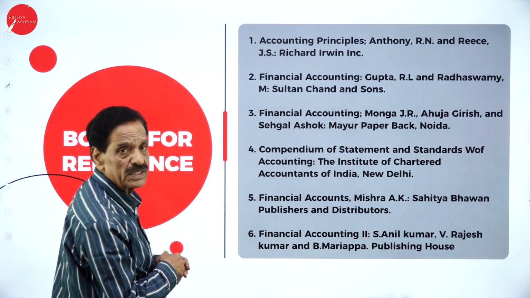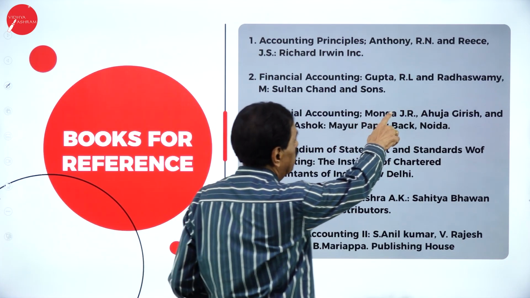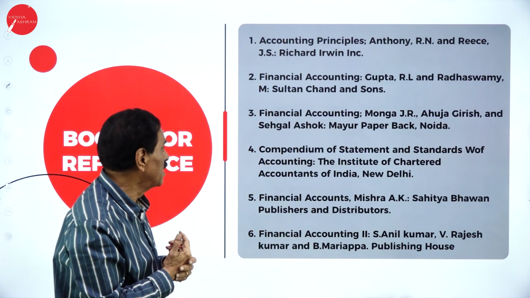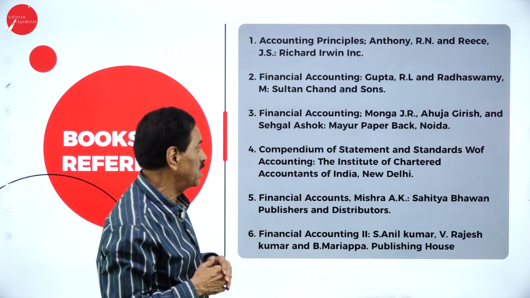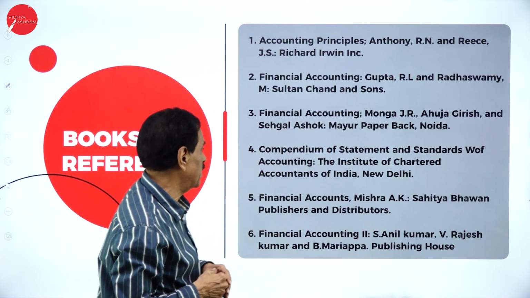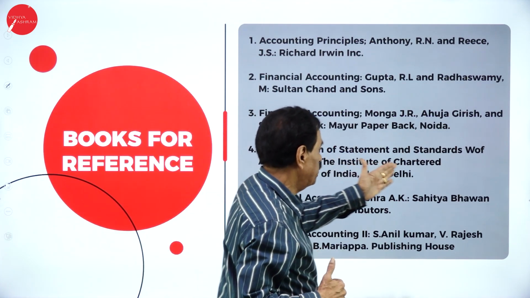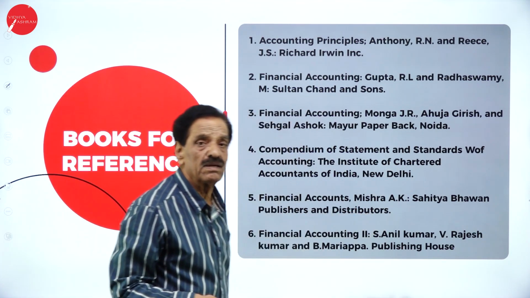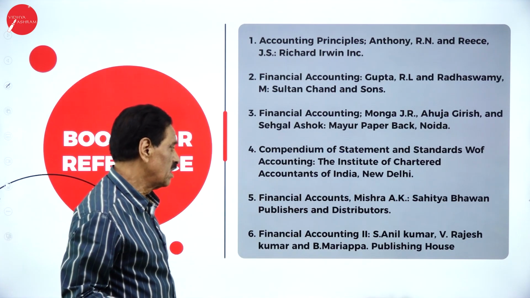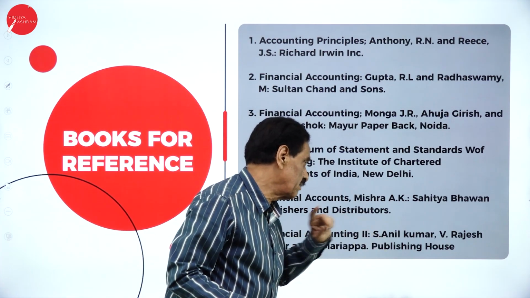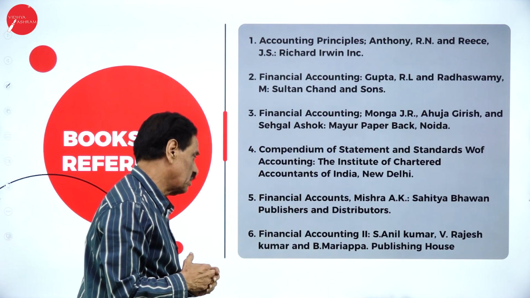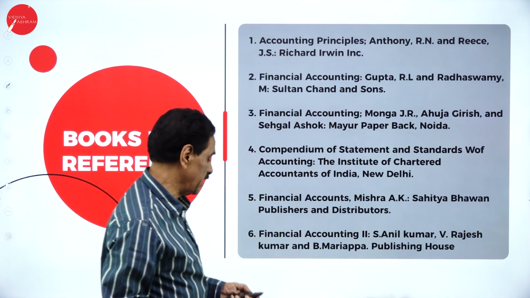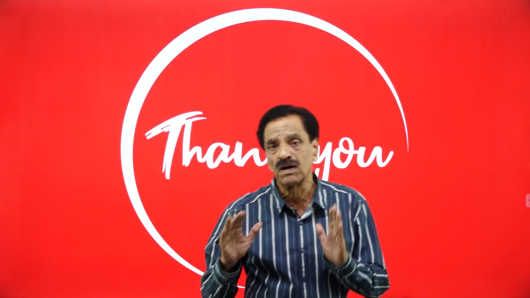So once again, if you want, you can take down like this. Financial Accounting by Gupta R.L. and Radhaswamy, Sultan Chand publication. Second one, Financial Accounts by Maheshwari, Mayur Paperbacks publication. Then the compendium of statements of the Institute of Chartered Accountants of India, then Financial Accounts by Mishra S.K., Sahitya Bhawan, publishers and distributors. Last one, Financial Accounting by S. Anil Kumar, V. Rajesh Kumar and B.M. Mariappa, Publishing House. These are the books considered for references. So you understand this point here.